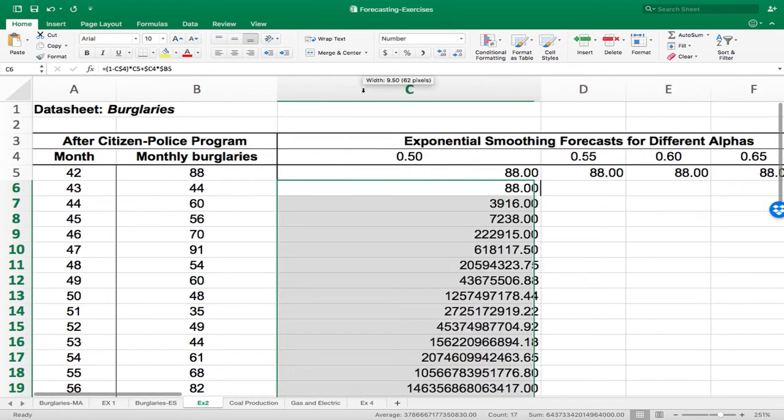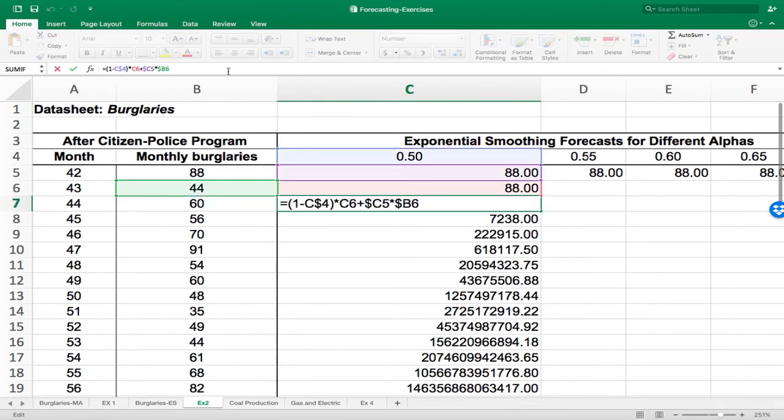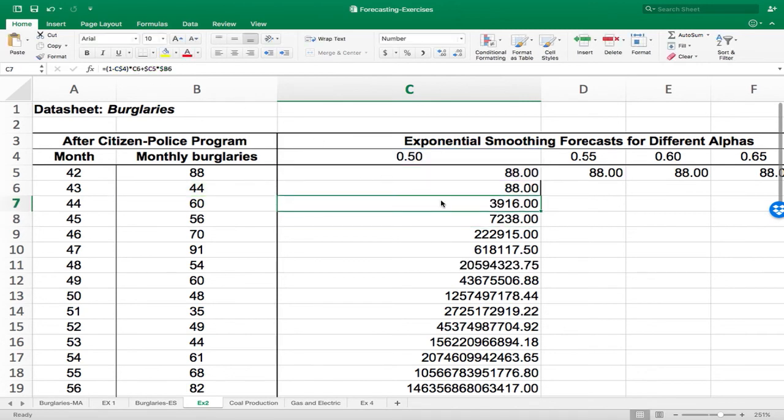Uh-oh, something went wrong. So this one is okay. Let's see what happened to this one. It grabbed C1 minus C4 times C6 plus C5 times B6. Okay, we didn't specify this correctly, that's what.